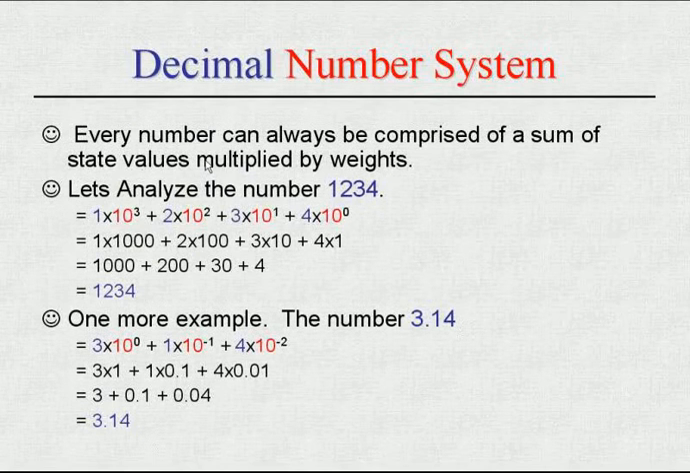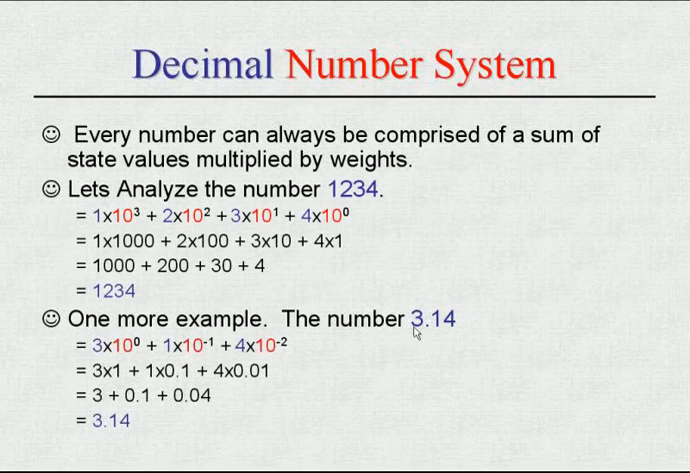Now, every number can always be comprised of the sum of the state's values multiplied by its weight. So let's analyze another number like 1234. That's 1,000, which is 1 times 10 to the 3, 200, which is 2 times 10 to the 2, 30, which is 3 times 10 to the 1, and 4, which is 4 times 10 to the 0. So you get 1 times 1,000, 2 times 100, 3 times 10, and 4 times 1. And again, you can add all of those up and you get 1,234.